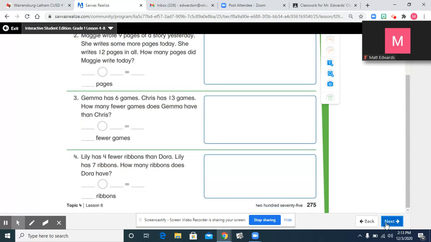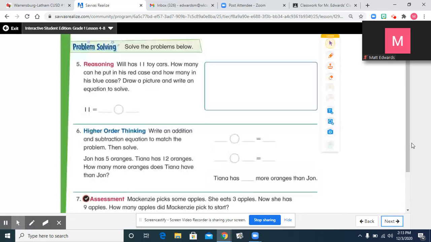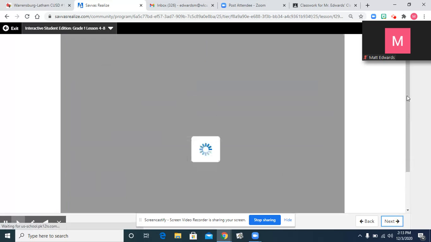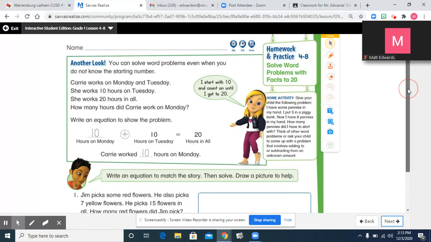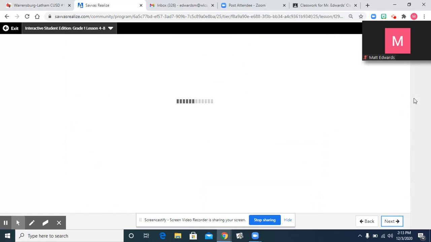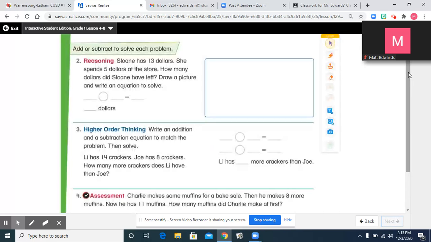Okay? When you are done with that page, if you want some extra work, you can do a few problems on 276. You can also do problems on 277 and on page 278.